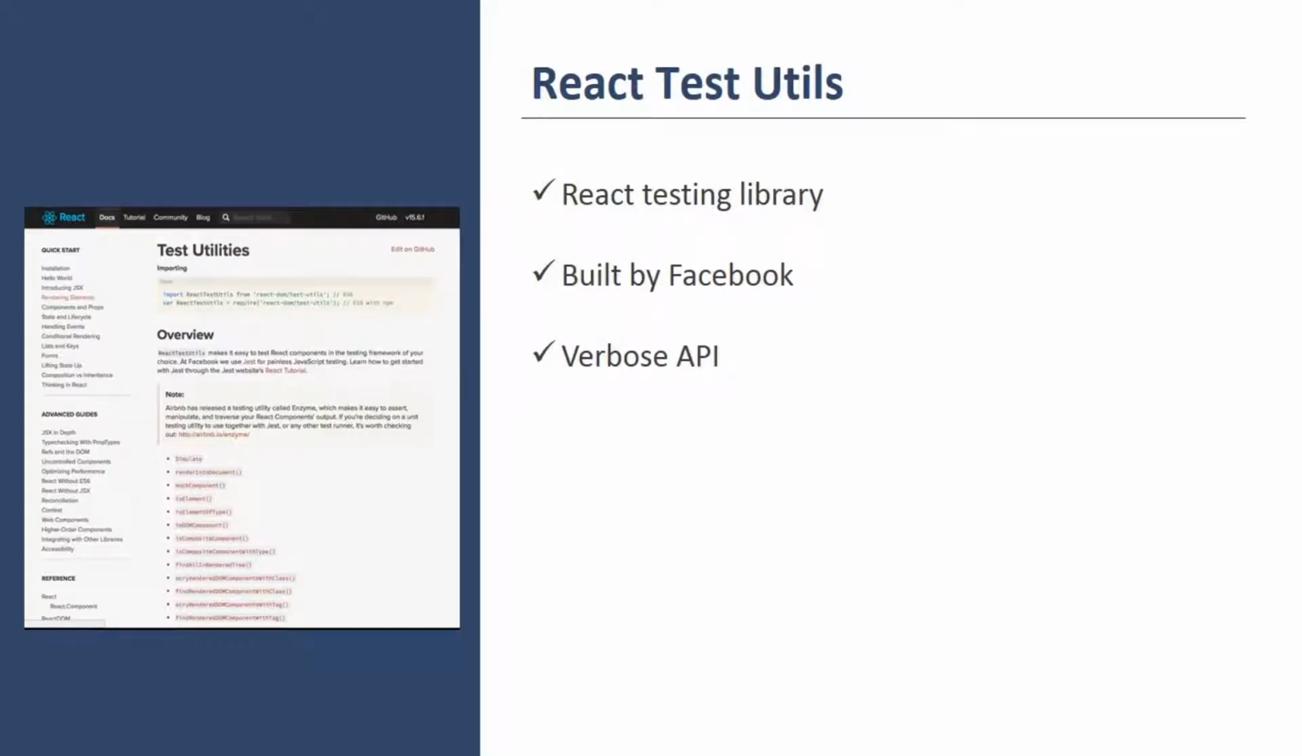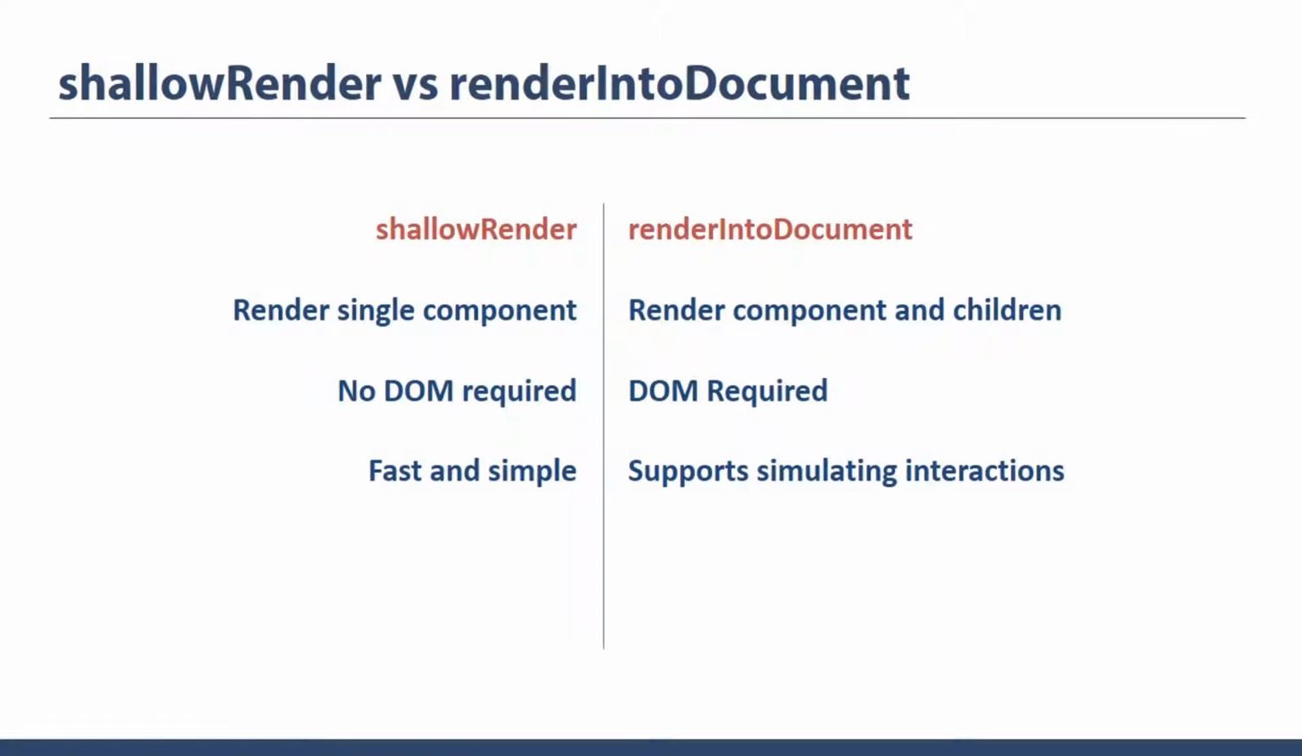React Test Utils is a library that specifically is for testing React components. It's both built and supported by Facebook. The library is very powerful, but as you're about to see, it does have a rather verbose API. React Test Utils offers some very helpful testing utilities. Things like Shallow Render lets us render the component that we're testing without having to render any of its children.